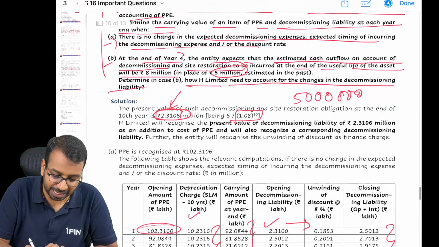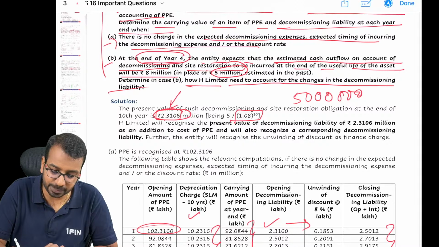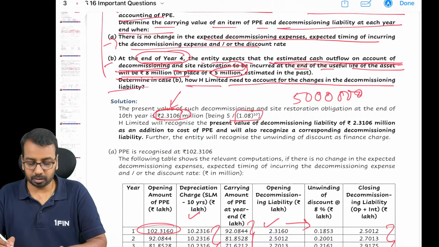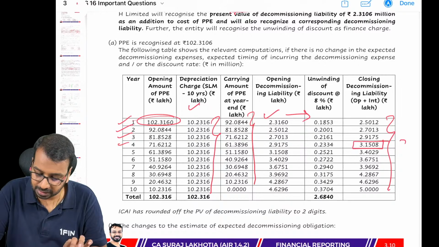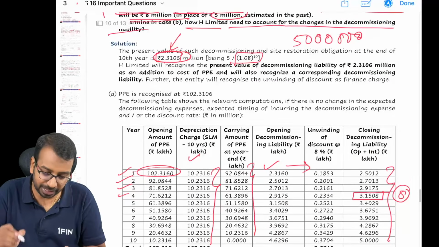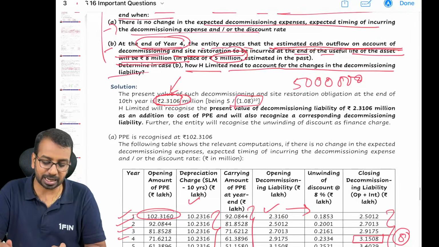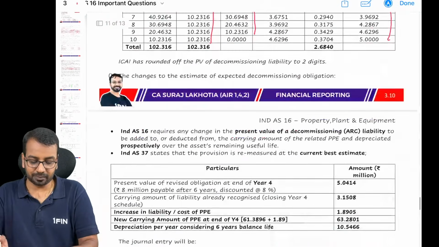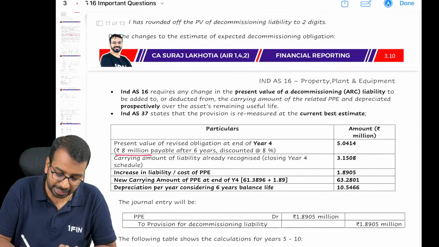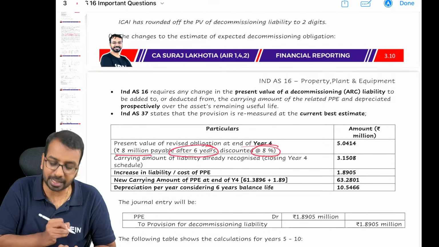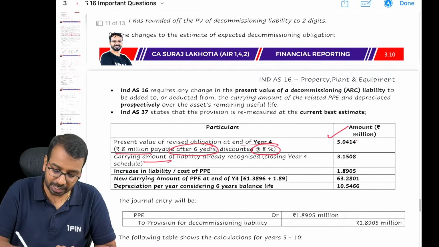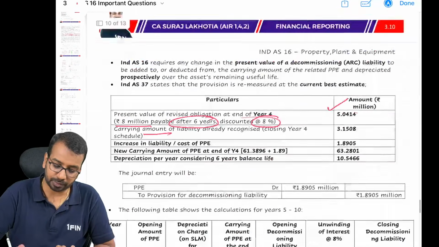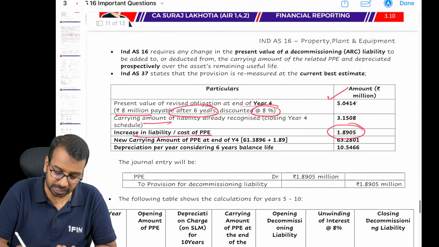Second part is, at the end of year 4, entity expects that the outflow on account of decommissioning will be 8 million. So what happened? 1 is done, 2 is done, 3 is done, 4 is done. Here they are saying now it will be 8 million. Now if it becomes 8 million, how many years are left? 4 years are gone, 6 years are left. So then we will calculate 8 million for 6 years discounted at 8%. We get 5.0414. The current carrying amount is 3.15. The difference between these two is the increase in liability.